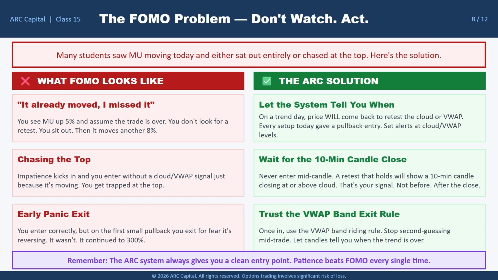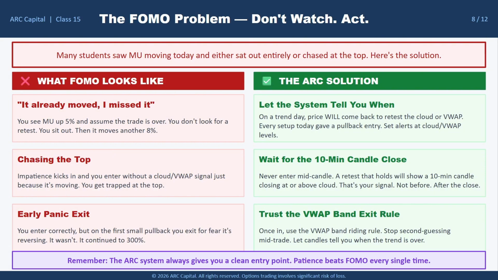So if it's his biggest problem, let me tell you the ARC solution. All right. So the ARC solution to FOMO. Let me just get this over with, then I'll deep dive into Donovan's problem. Right. Let the system tell you when. On a trend day, the price will always come back to retest the cloud or VWAP. It will always give you a retest, guys. Always. We will go into an example in a little bit, but I'm telling you guys, it will always give you a retest. Always. Just trust me when I say that.